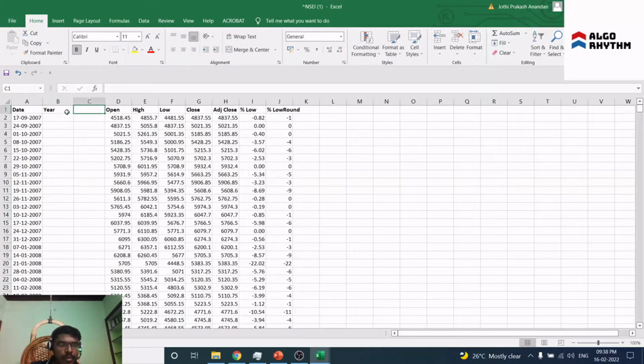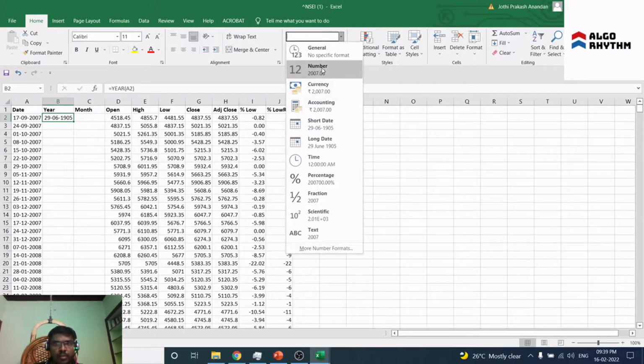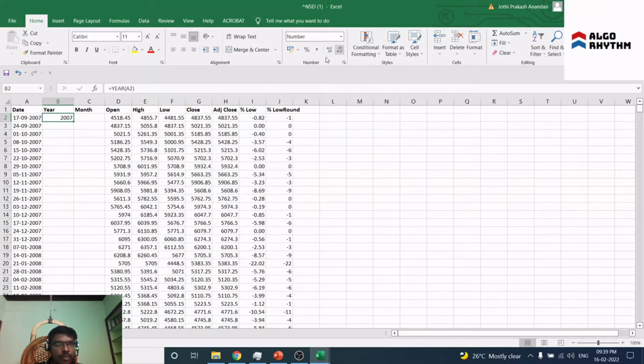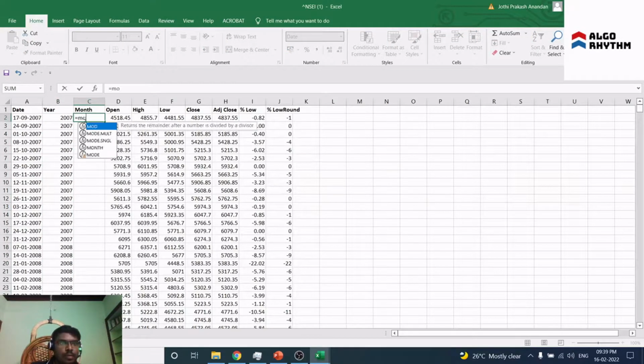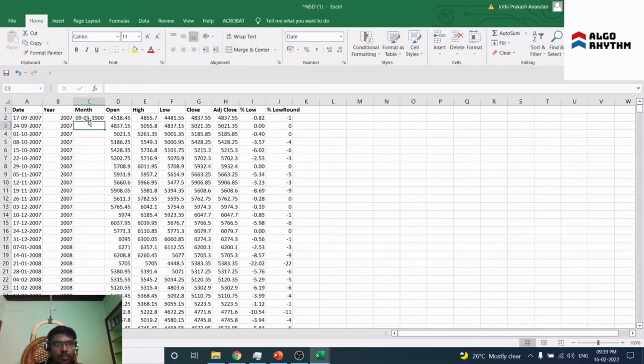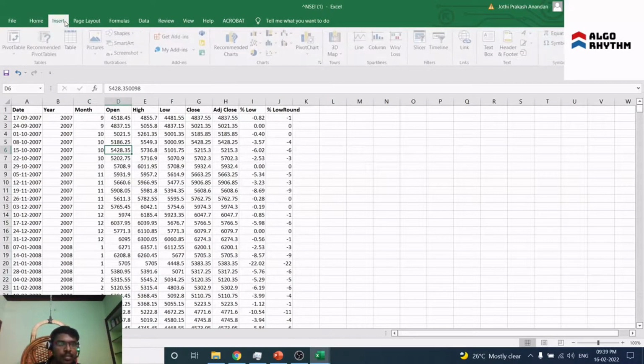Year and month. This is fairly straightforward. I'm just extracting the year to club the data to see it a bit more visually attractive. Now let's do the same over here. Extract the month, put it as number. Let's save the data, and let's start the analysis.